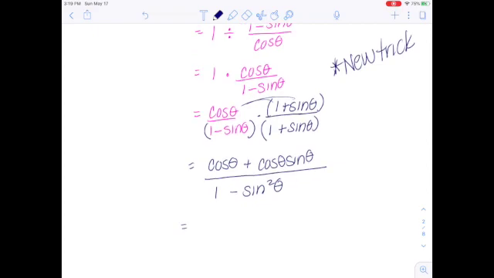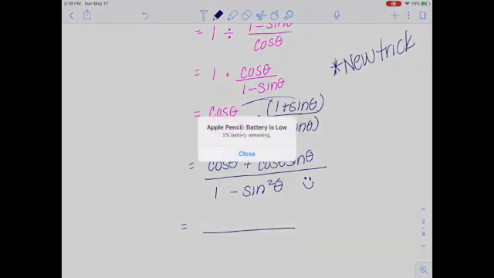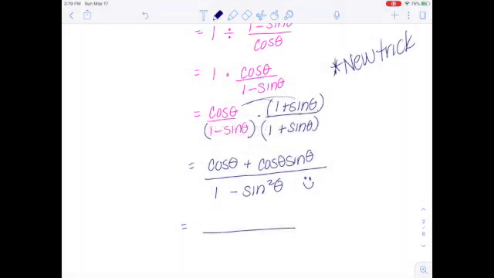Okay, now let's replace that. So my eyeballs, that's my happy face, Pythagorean theorem identity. You've got, let's see, leave that numerator, so cosine theta plus cosine theta sine of theta divided by 1 minus sine squared of theta is just cosine squared theta.